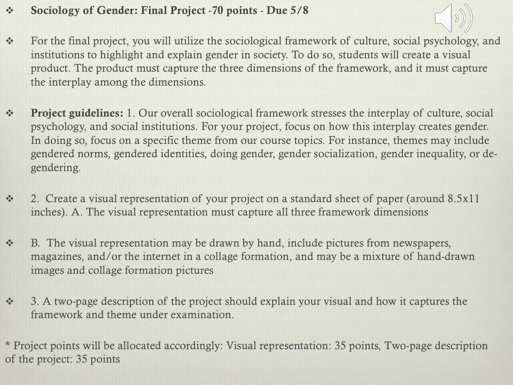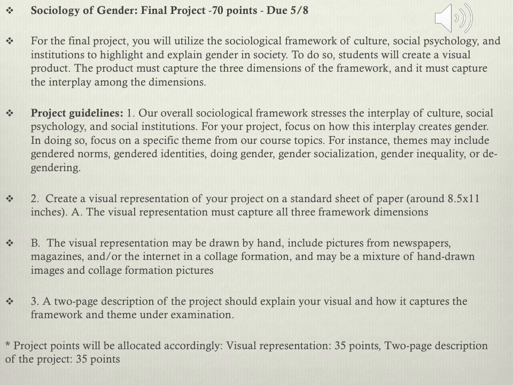First of all, what you're going to be doing is picking a specific theme that came up in our class. It can be something that we talked about a lot, such as gender inequality or gender socialization, or it could be something that perhaps we didn't talk about at length, but something that we did touch on in the class, whether it be something that we went through in the book or something that we talked about in the articles. So you want to focus on a specific theme and in the directions.